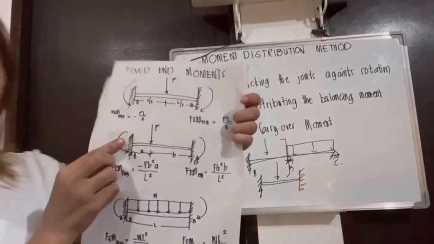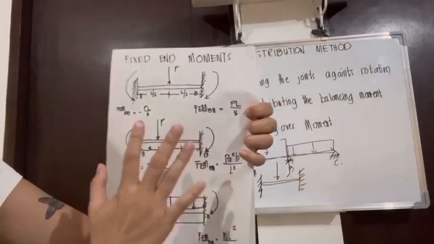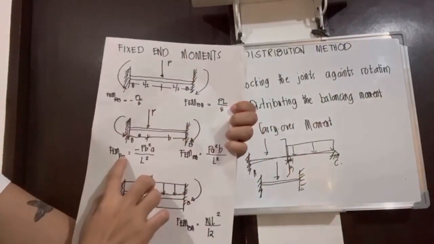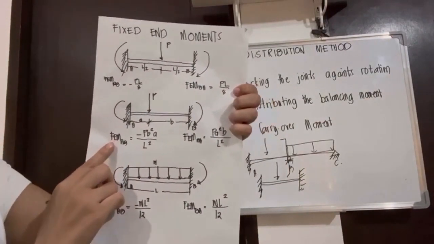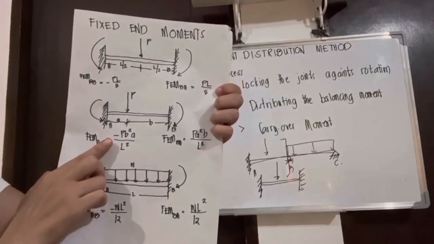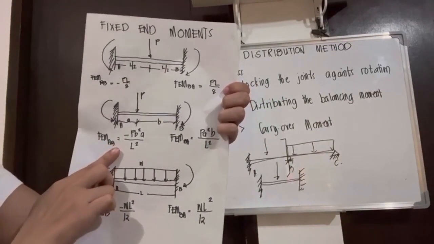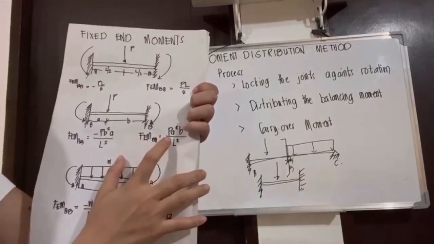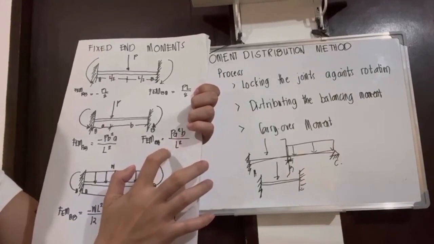Next is, kung dili siya symmetrical. So, it's a restrained beam gihapon niya, naa siya both fixed end. So, ang iyang fixed end moment sa AB is negative P b squared a over L squared. Ang iyang fixed end moment sa BA is P a squared b over L squared.